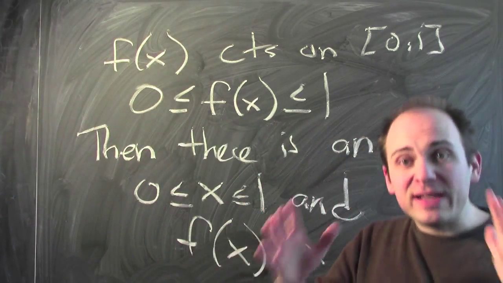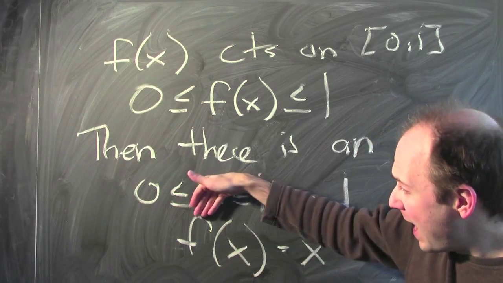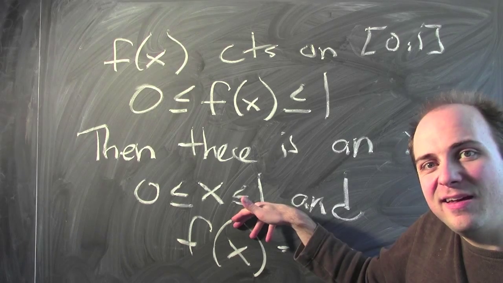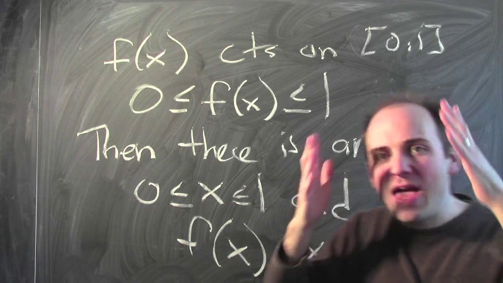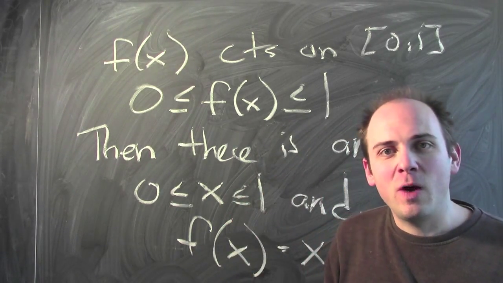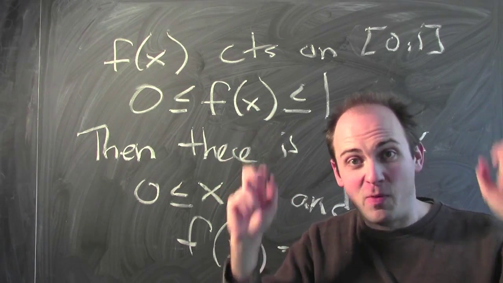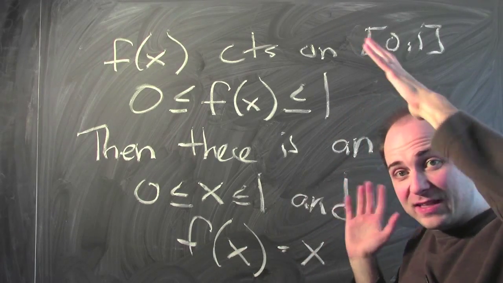It's telling you that there exists an input so that if you apply f to that input value, you get the output, which is the same as the thing you plugged in. You call these things fixed points. You imagine that f is moving around the points between 0 and 1, and you're finding a point x which doesn't move, a fixed point. Why is something like this true?